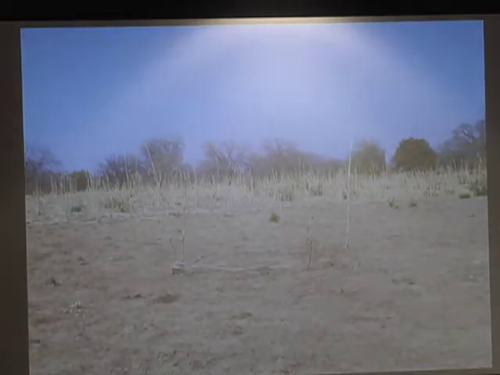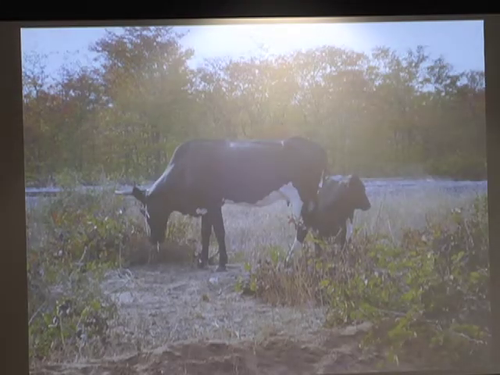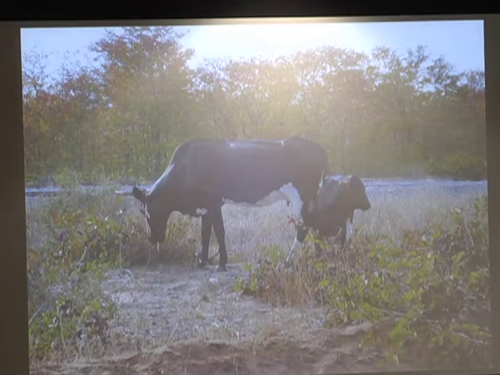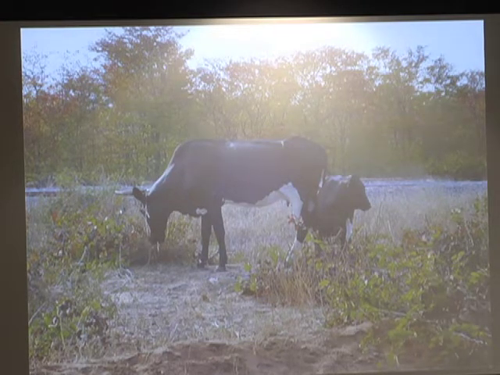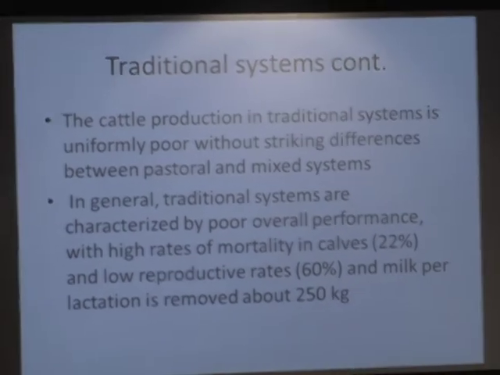Here is another picture to show the dry season of the year. The animals have to walk long distances to look for food to eat. And this system is poor, without seeing a difference between pastoral and mixed system.